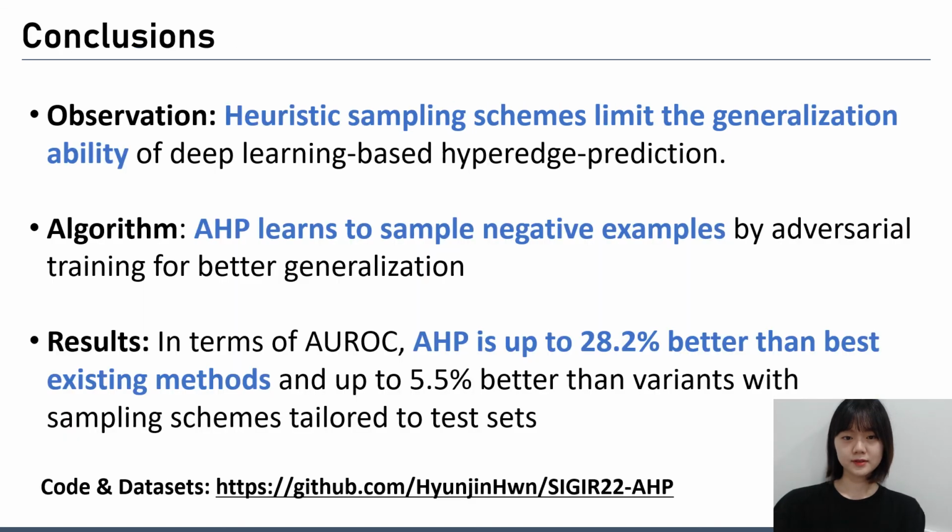In conclusion, we observed that the heuristic sampling schemes limit the generalization ability of hyperedge prediction methods. To address this limitation, we propose AHP, which learns to negative sample and shows better generalization ability. As a result, AHP shows up to 28.2% better predictive performance than the state-of-the-art methods.